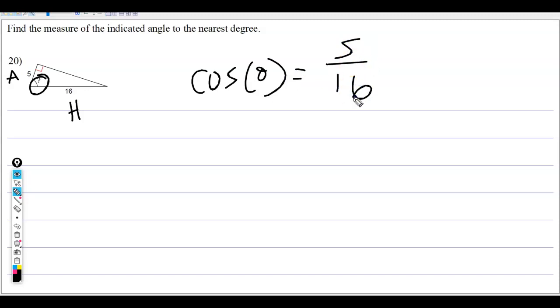So in this case, what I'm going to do is I want to get theta by itself. So what we do in this case is we go ahead and do the opposite of cosine, which is something called arc cosine.